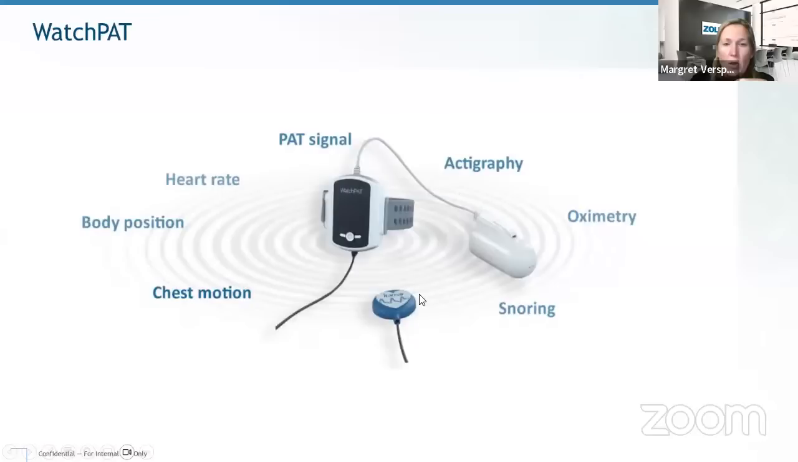Then we also have a sensor on the chest. We have it in both devices, and there is an accelerometer in it. This one measures the body position. So in what position is the patient sleeping? Is he in supine, on the side, or in prone position? And it also measures the chest motion. By sampling 5 times per second, we can see the movement of the chest. It's important for the algorithm to detect central versus obstructive.